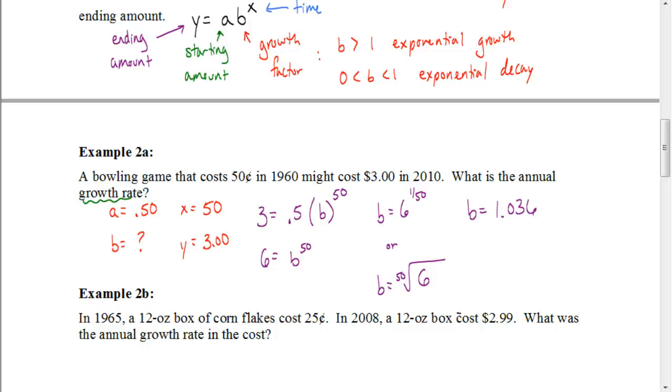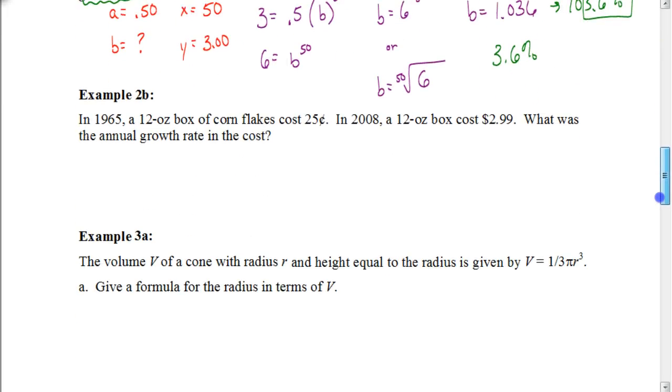The 100% represents the initial amount. The 3.6% represents what you've grown by. I'm going to say that again. If we change this to a percent and get 103.6%, the 100% represents what the initial amount was. The 3.6% represents what we've increased, what our growth rate is. And that would be your answer, just 3.6%.